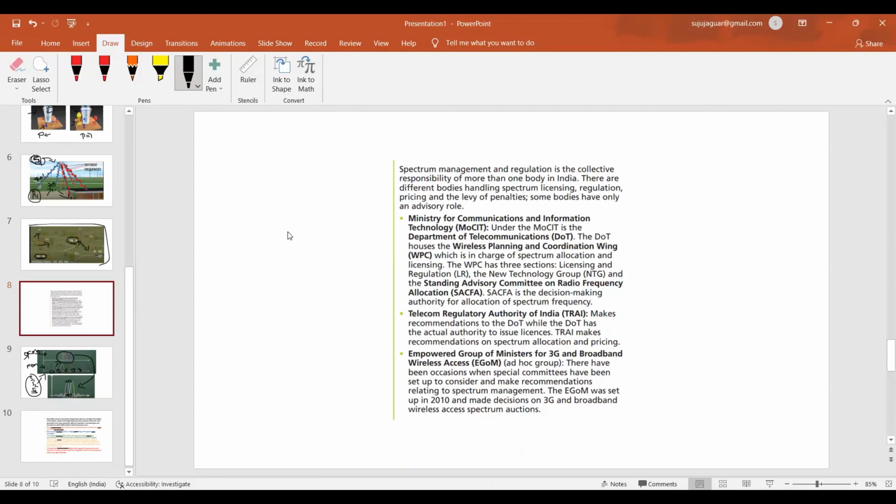Now let us see which body in the government is in charge of spectrum allocation and licensing. The Ministry of Communications and IT, that is Information Technology, under which comes DOT, that is the Department of Telecommunication, is in charge of spectrum allocation and licensing. The body which gives recommendations to DOT is the Telecom Regulatory Authority of India, that is TRAI.